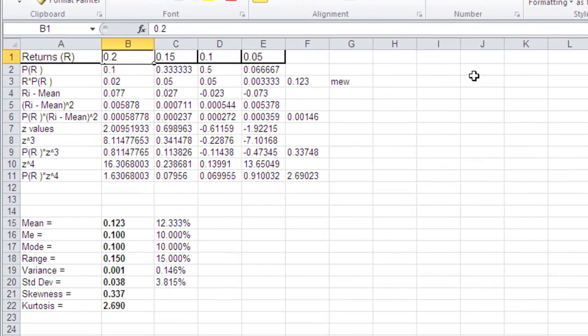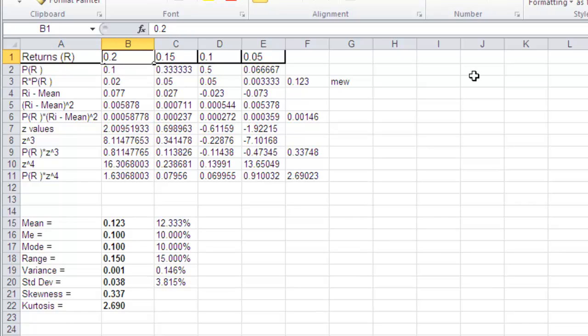So here are the same numbers you've got in your lecture notes: 20%, 15%, 10%, 5%. Here are the probabilities. 3 on 30 is 0.1. 10 on 30 is a third, or 33.333 repeating. 15 on 30 is a half, and 2 on 30 is 0.0666, etc.